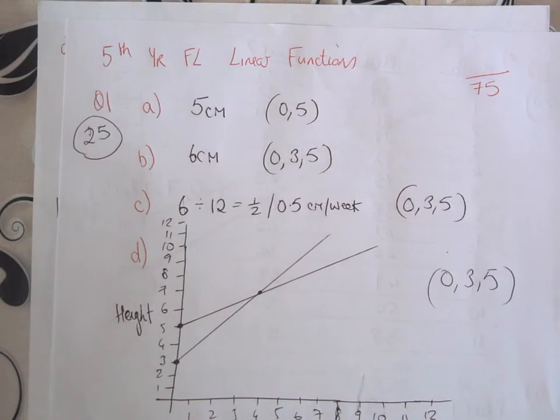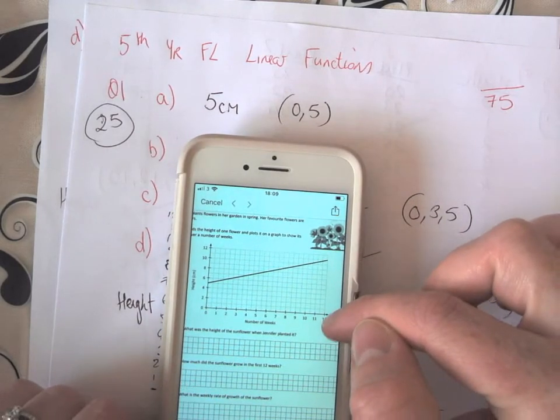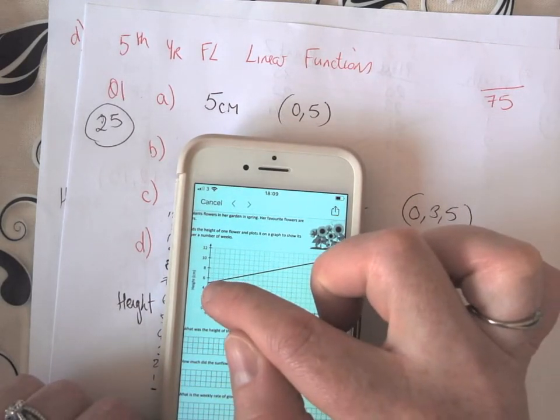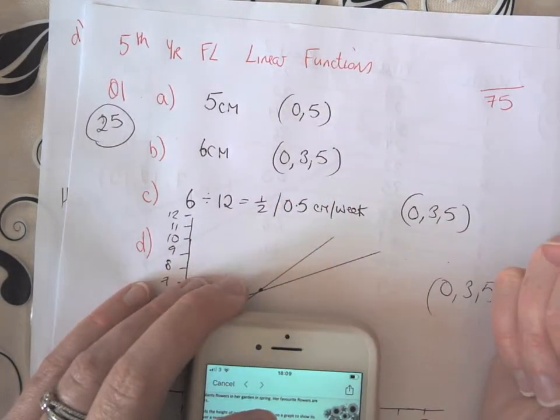Part 2 said, how much did the sunflower grow in the first 12 weeks? So the height after 12 weeks is 11. But remember, it started at 5. So 11 minus 5 leaves you with 6 centimeters.